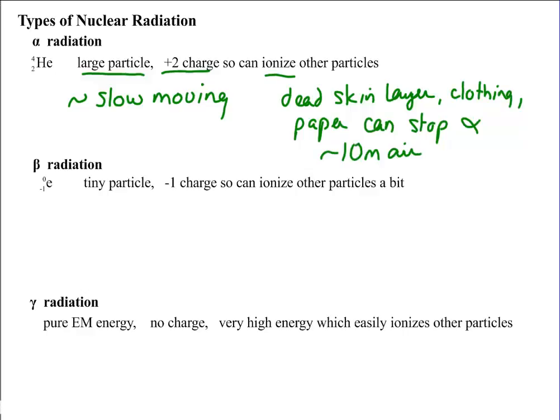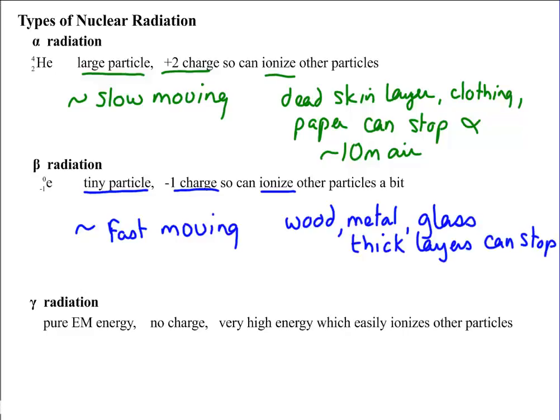Beta radiation, remember beta particles are nuclear electrons, so they're tiny, both in size and mass. They have a smaller charge and it's negative. Because they're charged, they can ionize biological molecules. Because it's -1 instead of +2, so it's half the size, it won't ionize as much as alpha radiation. They're relatively fast moving, and if you wanted to stop beta radiation, you'd need some relatively thick layers of glass or wood or metal. If you're inside a building, you're essentially protected from beta radiation.